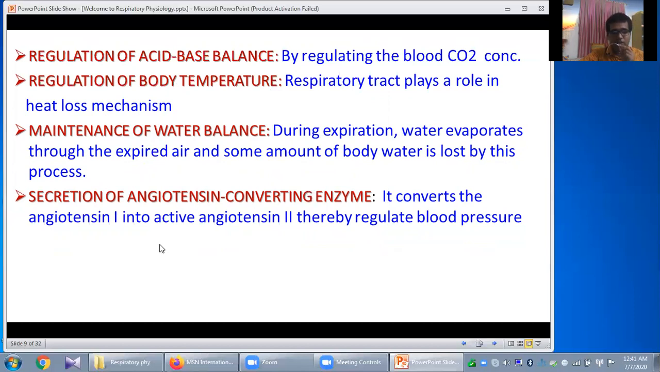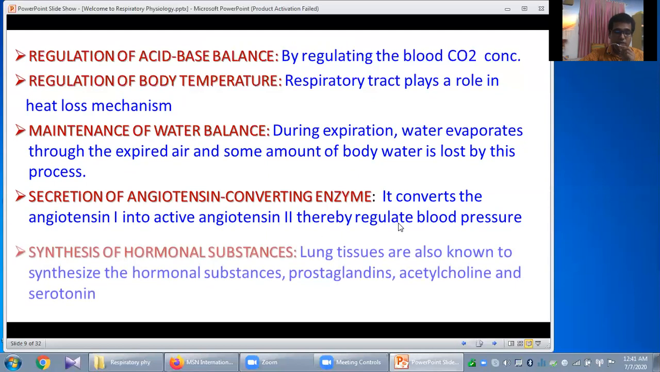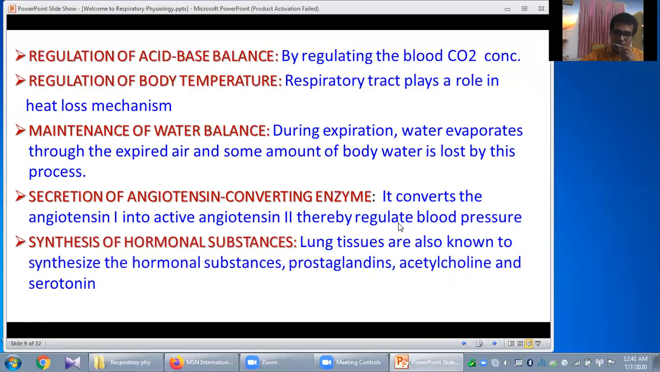It converts angiotensin 1 into active angiotensin 2, thereby regulating blood pressure. Synthesis of some hormonal substances: lung tissues are also known to synthesize hormonal substances like prostaglandin, acetylcholine, and serotonin.